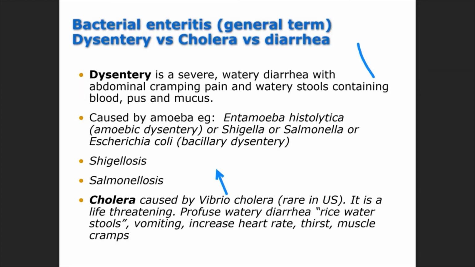Cholera is very typically seen in an area, say after an earthquake in Haiti, for example. Port-au-Prince might have an outbreak because you don't have access to clean water and you're drinking contaminated water. People do shed these Vibrio in their stool, and then you drink that contaminated water, which could lead to an outbreak, an epidemic of cholera.